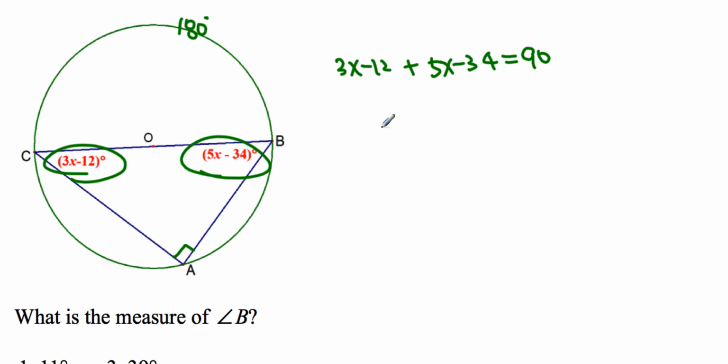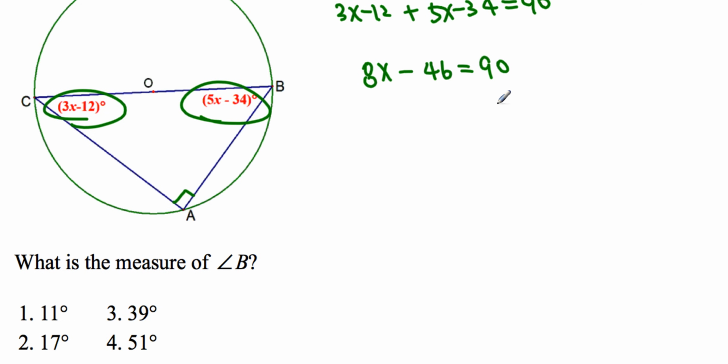So here we end up getting 8x minus 46 must be equal to 90 degrees. Now, by adding 46, 8x must be equal to 136. Now, dividing by 8 from both sides, x must be equal to, it looks like, 17 degrees.